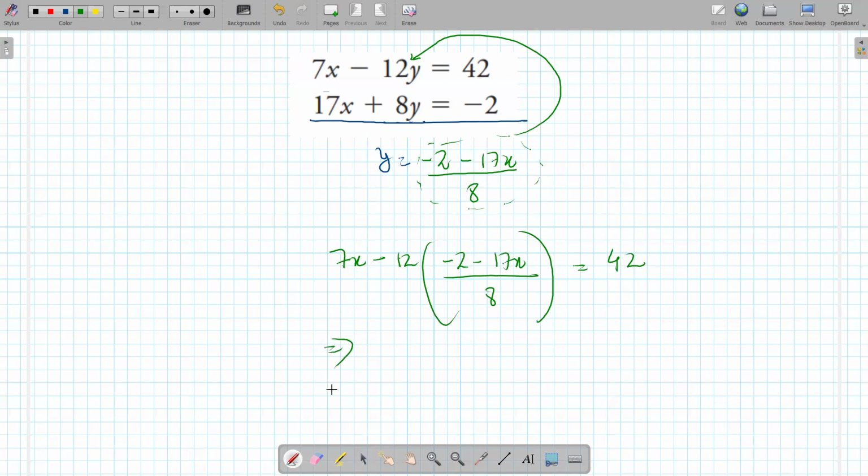How do we solve this equation for x? You open the bracket. All right, if you open the bracket, would you multiply the denominator by 12? No, you would not. So you get negative 12 times negative 2 is plus 24. And negative 12 times 17 is 198. Oh, no, it's not. It's 204. So 204x over 8 is equals to 42. Now what? We're trying to solve this for x.